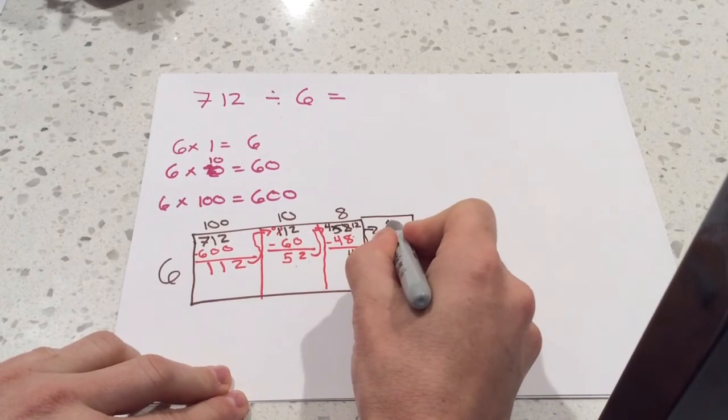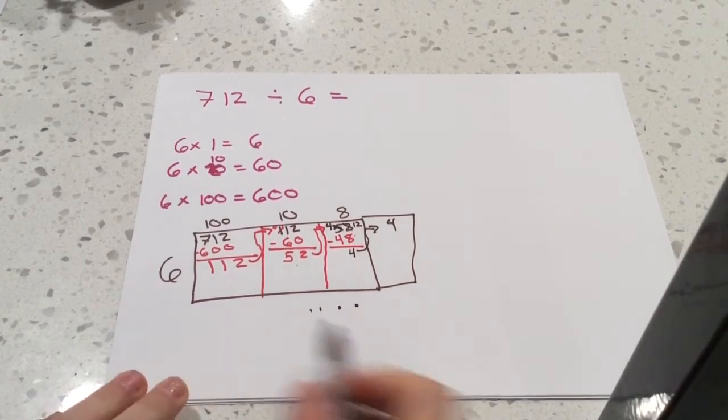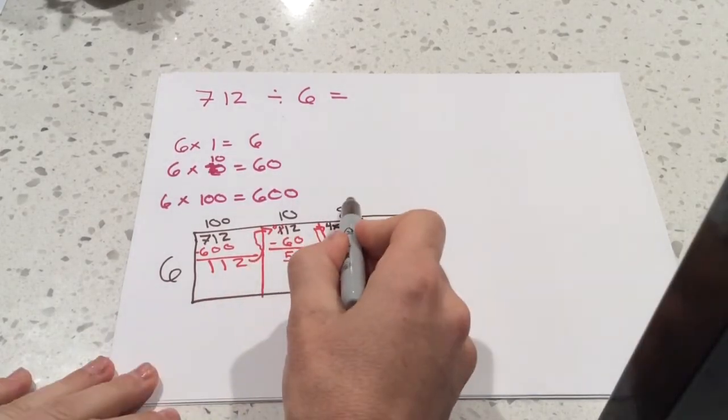So 4 is going to go up to the top again, and I'm going to repeat this process over and over. But if I have 4 left, I know that I cannot make a group of 6. I have 1, 2, 3, 4. There's no way I can make a group of 6. So again, now we need to look at how we can find our final answer.